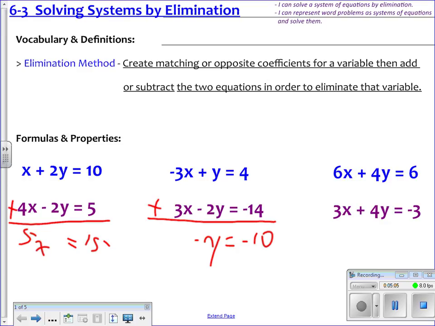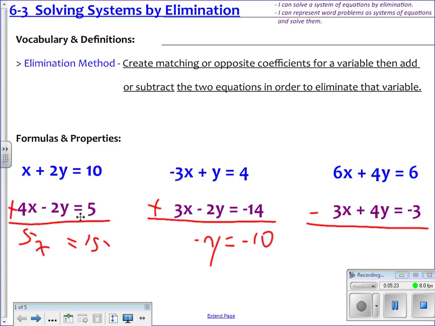Okay, if I add these, 6 plus 3 gives me what? 9. 4 plus 4 gives me 8. So adding won't eliminate something, will it? If I add them together, nothing disappears. To eliminate, one of the two variables needs to go away. So I have to subtract.